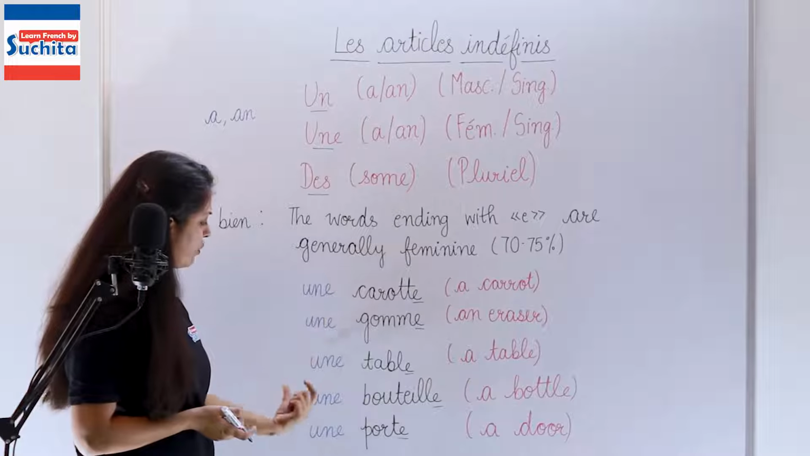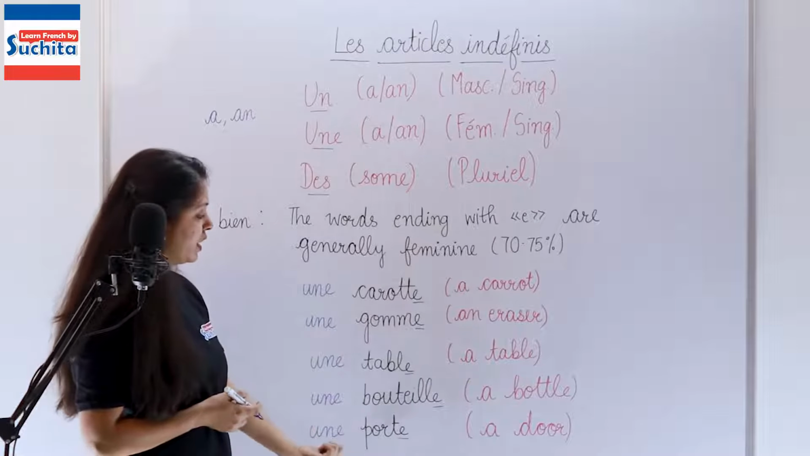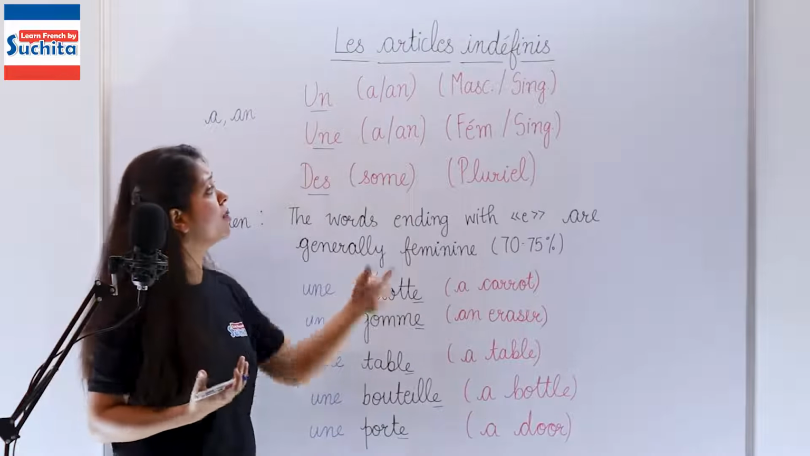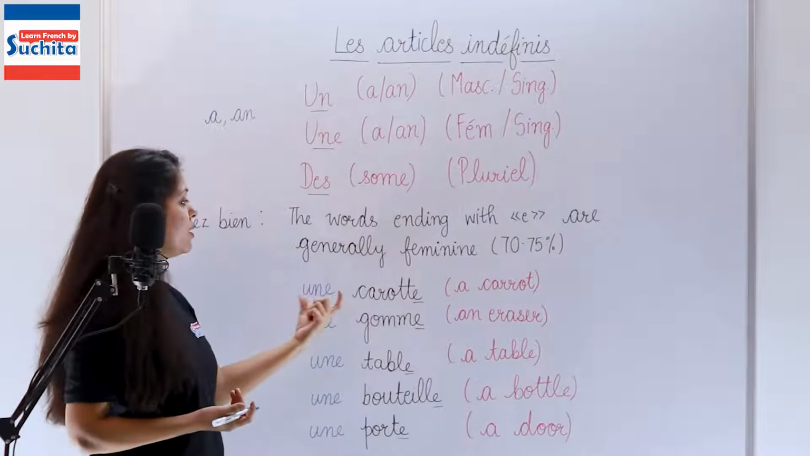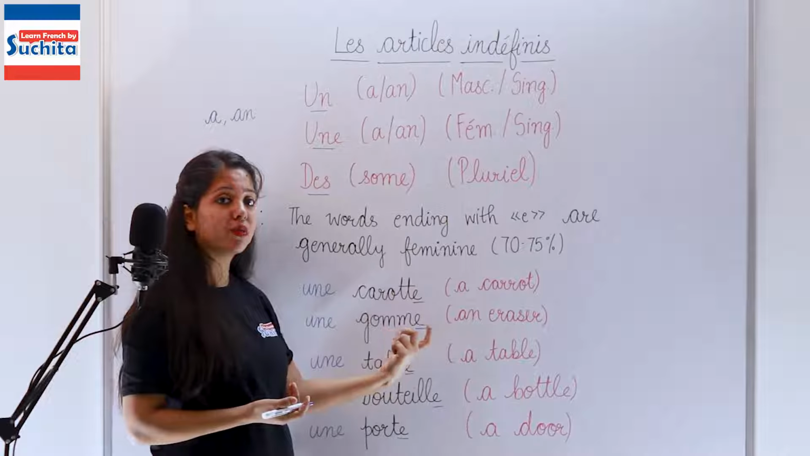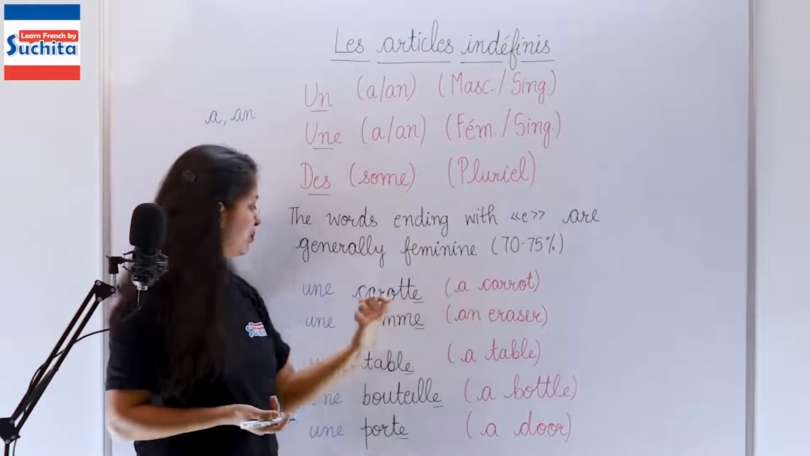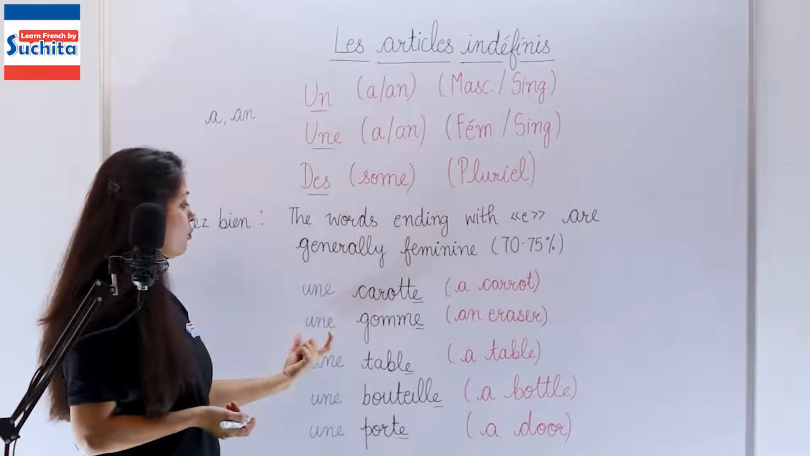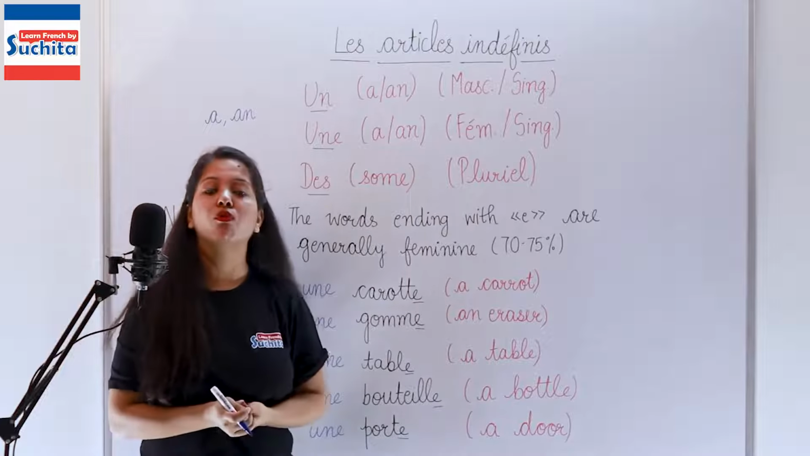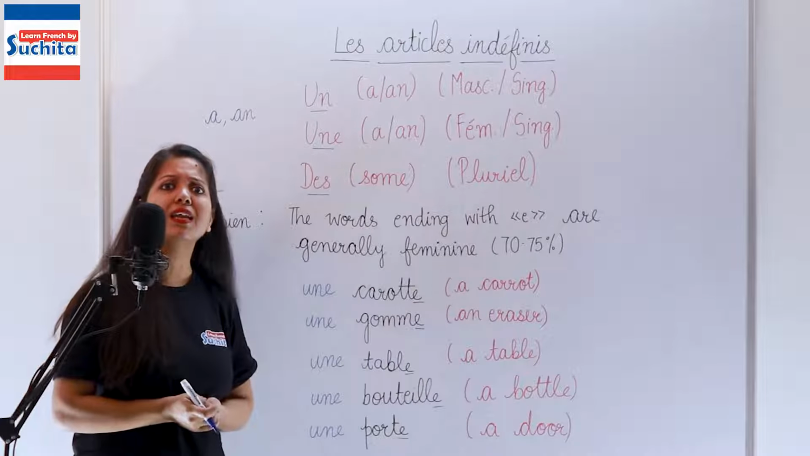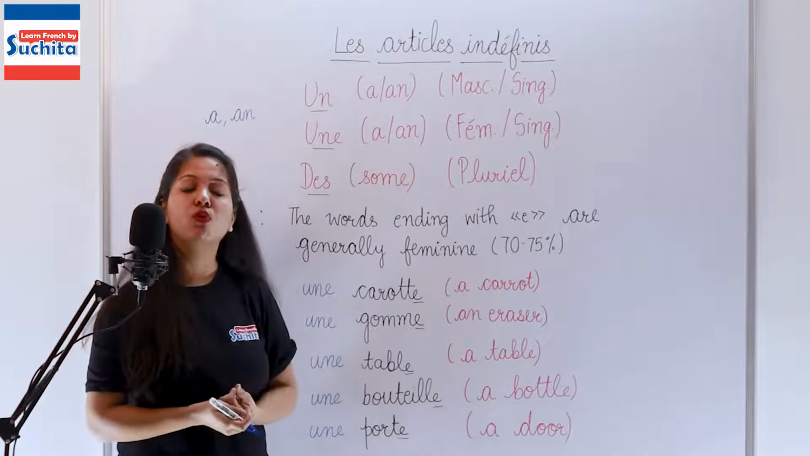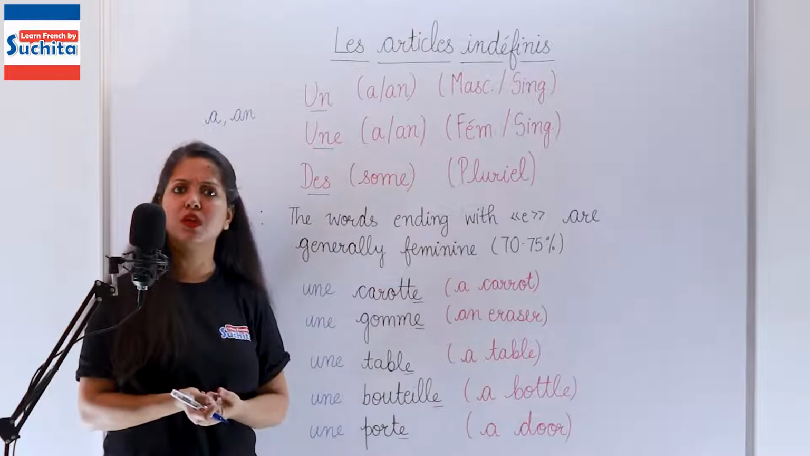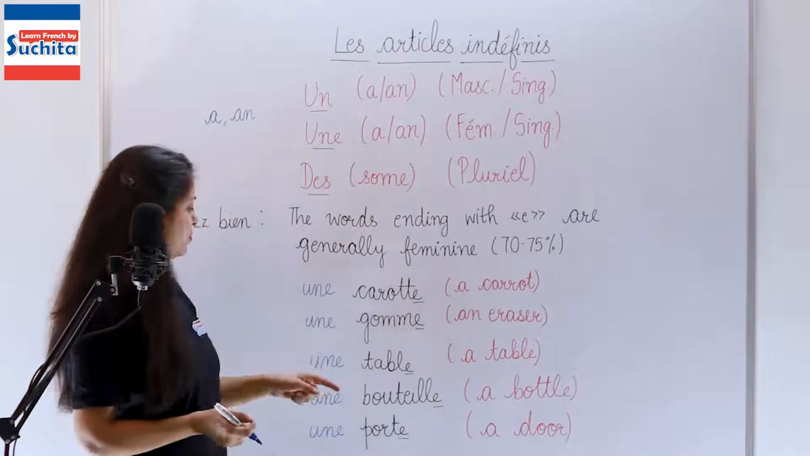Why have I put une in every case? Because all of them are ending with E, and therefore all of them are feminine and of course singular. So une carotte, that means a carrot. Let's continue. Une gomme, an eraser. Next, une table, a table.